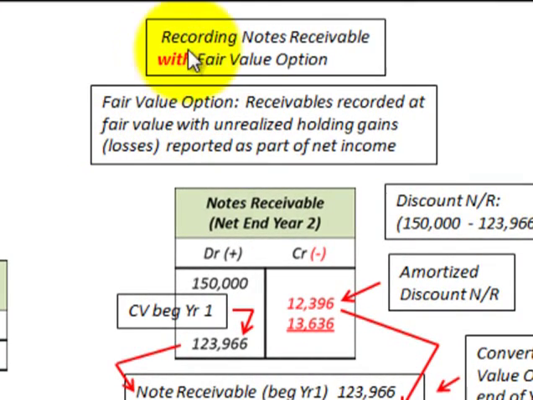So now let's go over and look at how we'd record this notes receivable with the fair value option here. And of course, our fair value option, this is where the receivables are recorded at their fair value, with the unrealized holding gains or losses reported as part of net income.